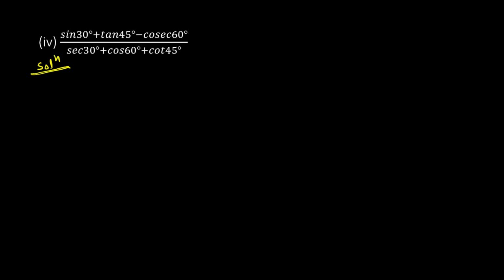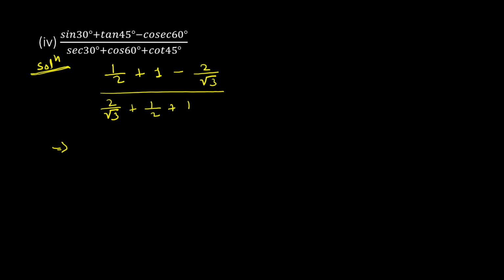Now firstly, sine 30. What is the value of sine 30? Sine 30 is 1 by 2, plus tan 45 is 1, minus cosec 60 is 2 by root 3, and sec 30 is 2 by root 3, plus cos 60 is 1 by 2, plus cot 45 is 1. Now we will solve it.